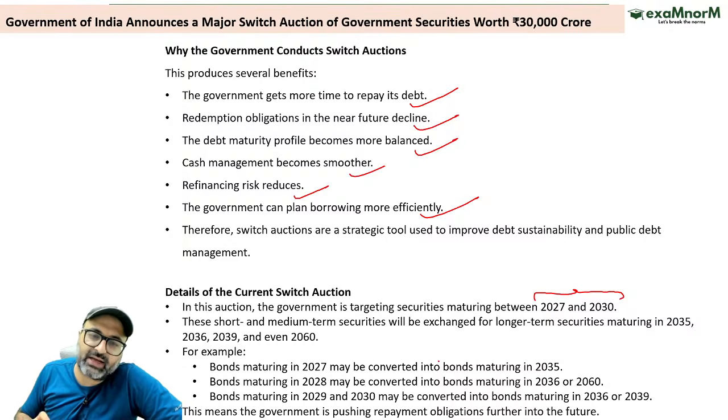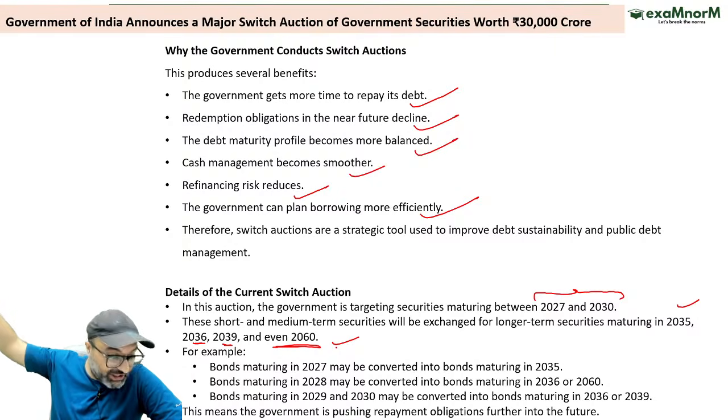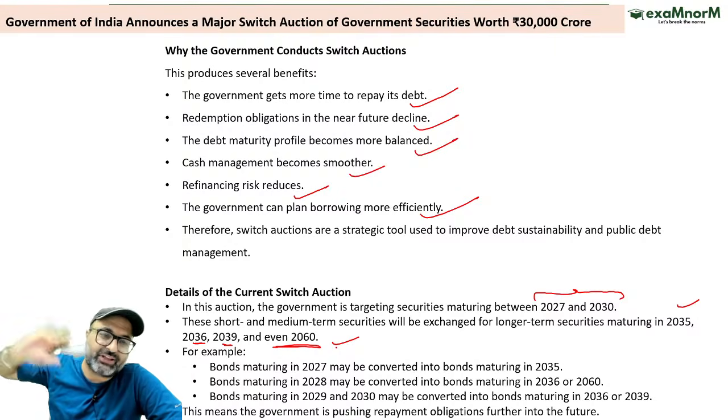They have been taken back, or they have been announced by RBI that we will be taking back from 2027, 28, 29. And against this, securities are issued which are going to mature in 2035, 36, 39, and even which are going to mature in 2060. 2060 तक भी दे दिया.